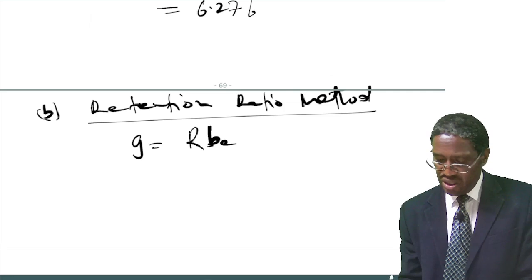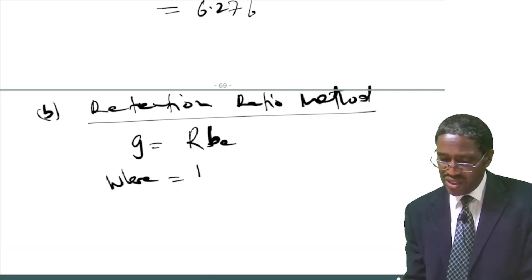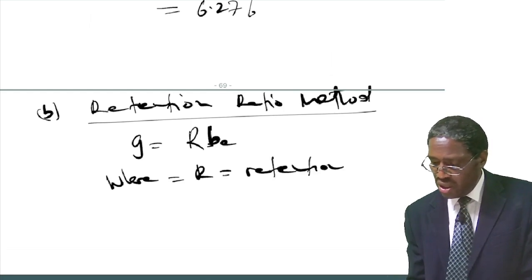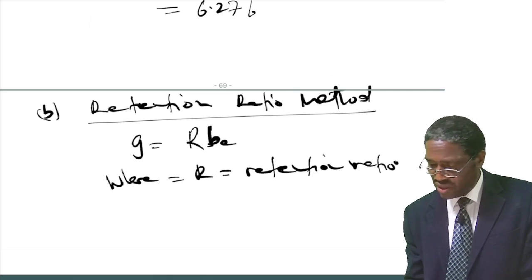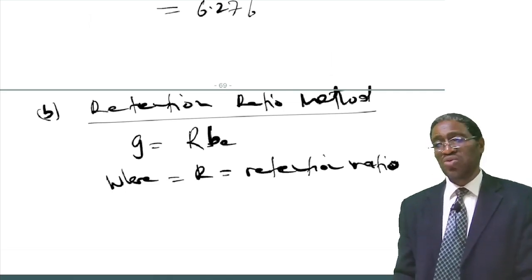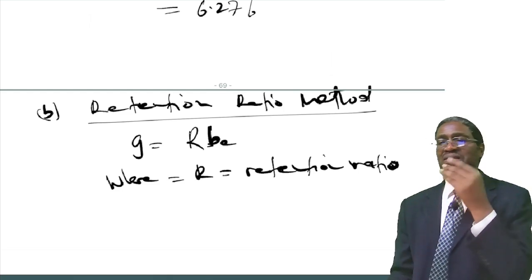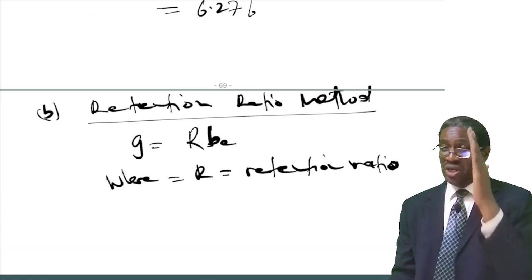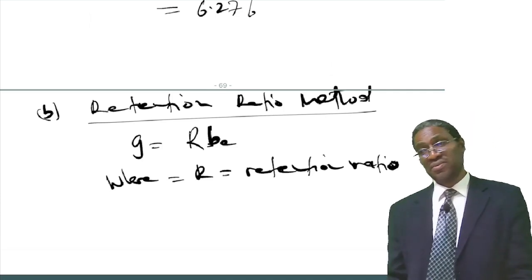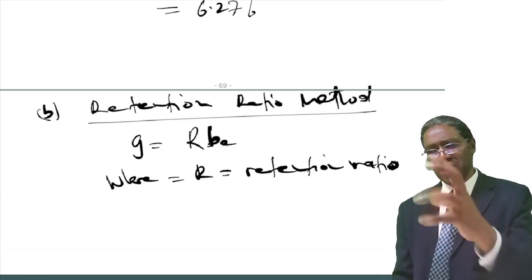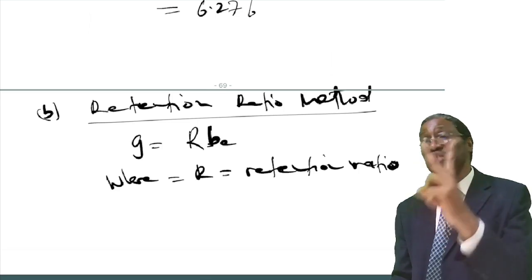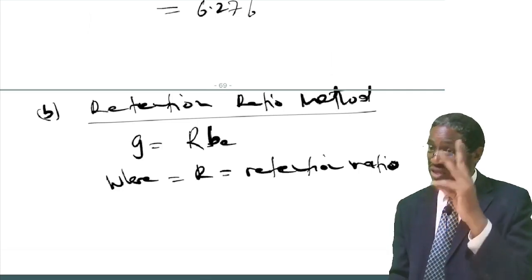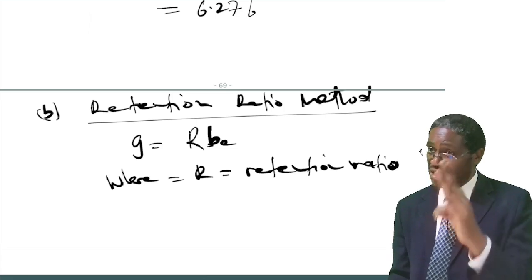B small e. Good. Where now we are saying R equals to what? It is the retention ratio. Listen, your company has earnings per share of 5 shillings. If out of 5 shillings they paid a dividend of 2 shillings, then they retained how much? They retained 3 shillings. So that was the retention.